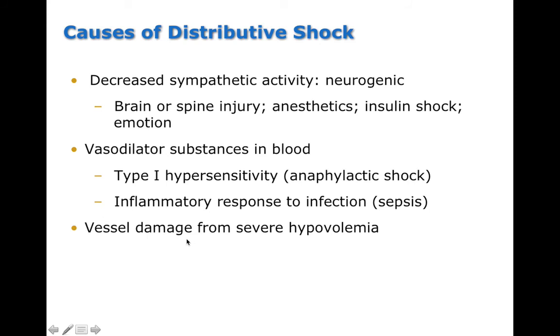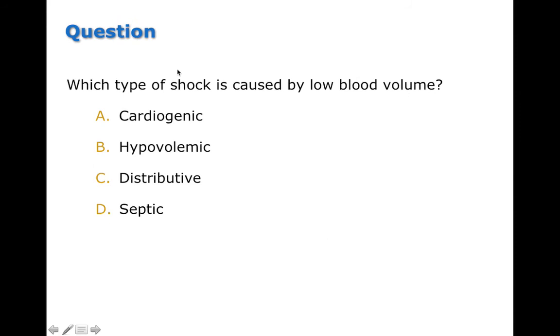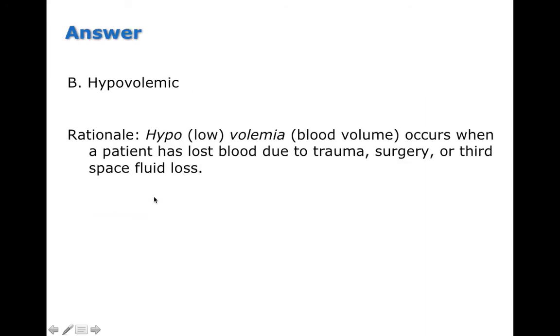Now we can also find here that vessels can get damaged from severe hypovolemia as well. This next question is what type of shock is caused by low blood volume? Is it cardiogenic, hypovolemic, distributive, or septic? Well, we know it's hypovolemic, right? Hypo means low, volemia means blood volume. So hypovolemic shock occurs when a patient has either lost blood due to trauma, surgery, or third space fluid loss, which could be like massive dehydration.